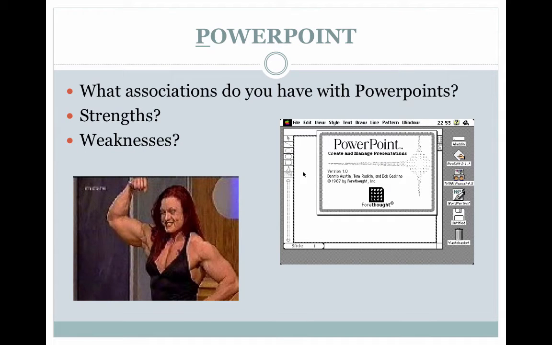But you kind of have to think about what associations you have with PowerPoint. What are some strengths? What are some weaknesses? We mentioned one of the main weaknesses being boring, and I think many of you as students at a university understand how boring PowerPoints can be sitting down in class, versus sometimes you've seen a very informative PowerPoint that catches your attention.